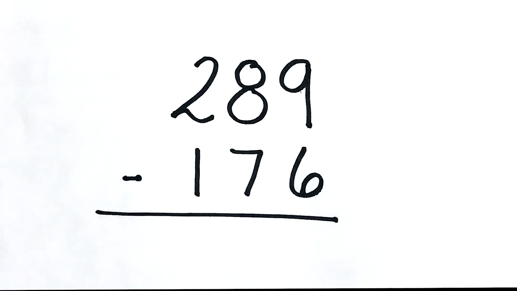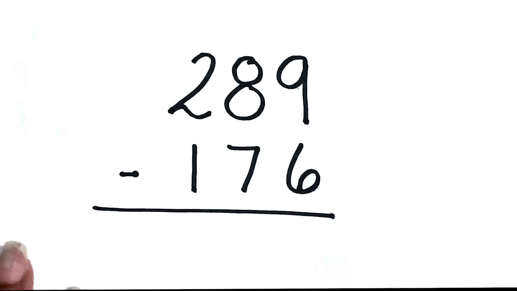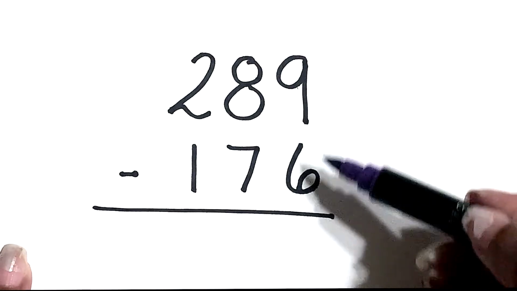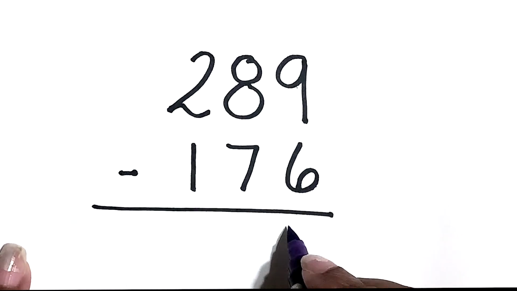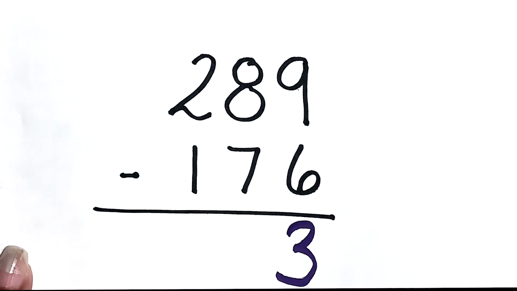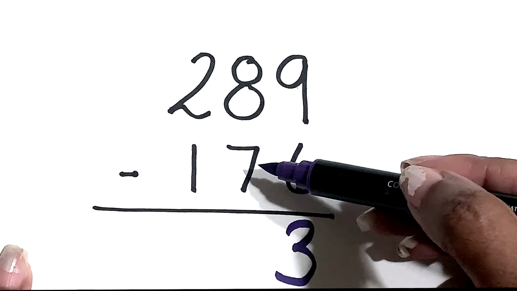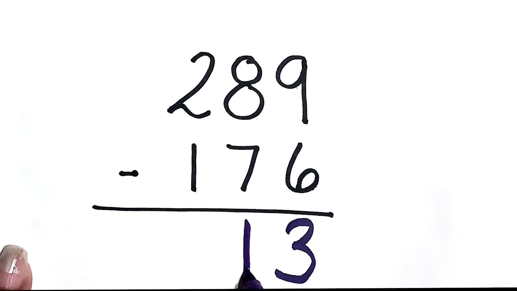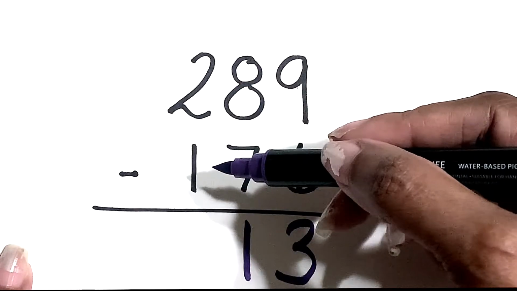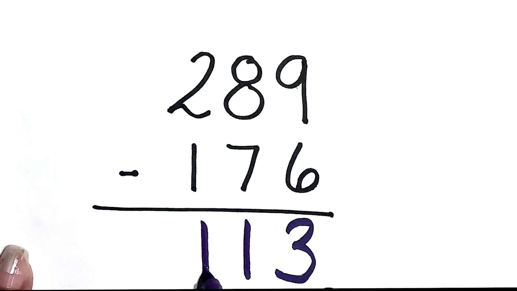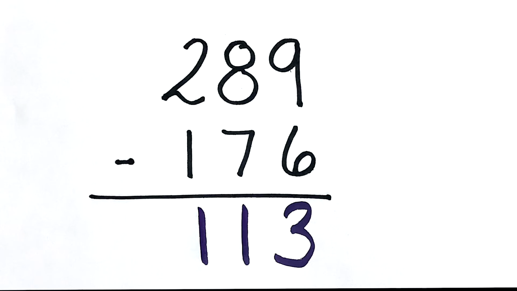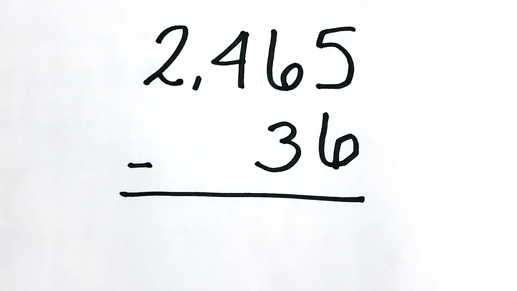In this problem, we're going to start from the right side and then we'll go to the left. So 9 minus 6 gives us 3. 8 minus 7 gives us 1. 2 minus 1 gives us 1. So 289 minus 176 equals 113.